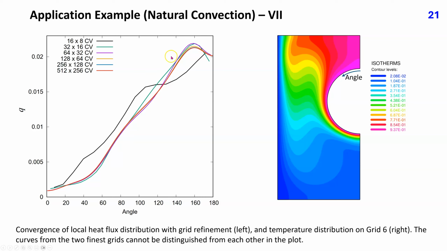The maximum heat flux results at around 158 degrees from cylinder top, where the cold fluid accelerates after coming into contact with the hot cylinder. The curves from the two finest grids cannot be distinguished from each other in the plot, indicating the discretization errors on the finest grid are relatively low.